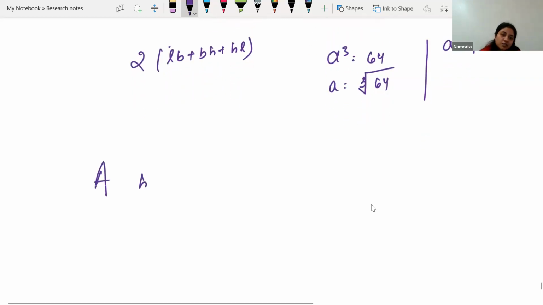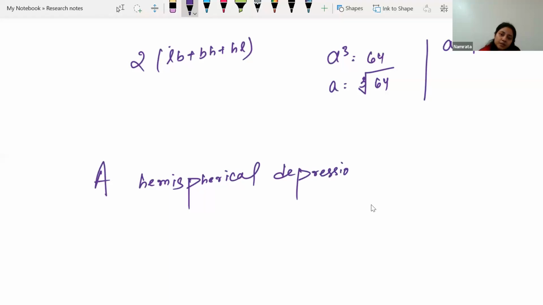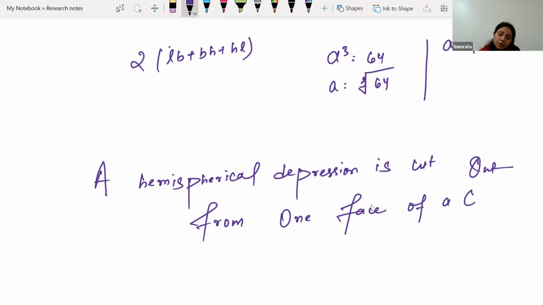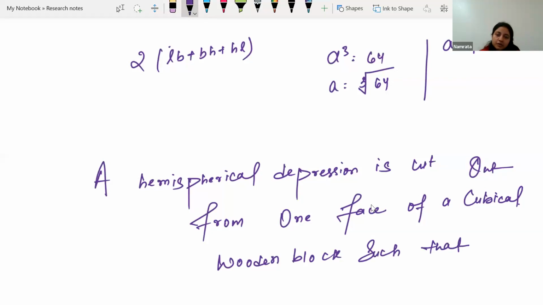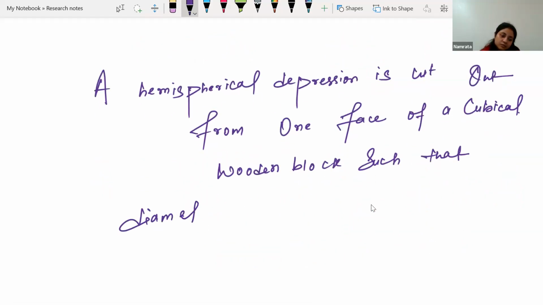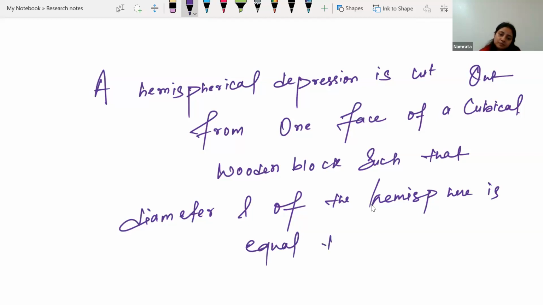Okay, if the question says a hemispherical depression is cut out from one face of a cubical wooden block such that the diameter of the hemisphere is equal to the edge of the cube. Determine the surface area of the remaining solid.